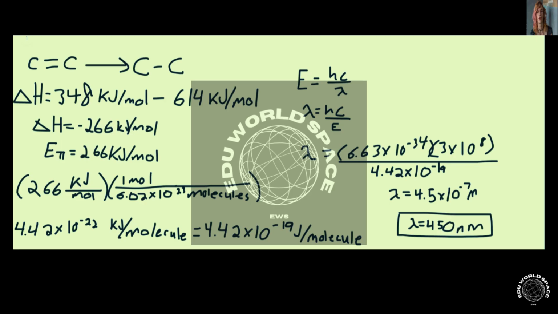And so part B, they want to know, is this in the visible spectrum? And yes, this is in the visible spectrum. Our visible spectrum is approximately 400 nanometers to about 750 nanometers. So this would be the purple-blue range of the visible spectrum.